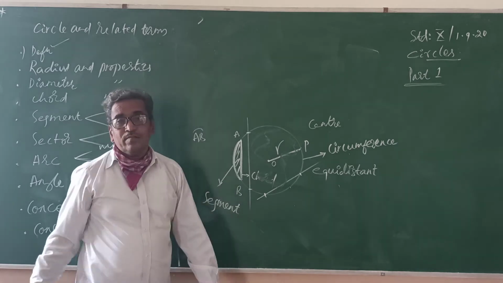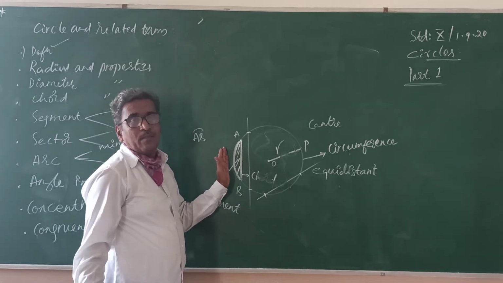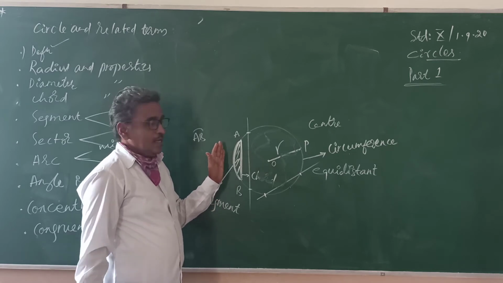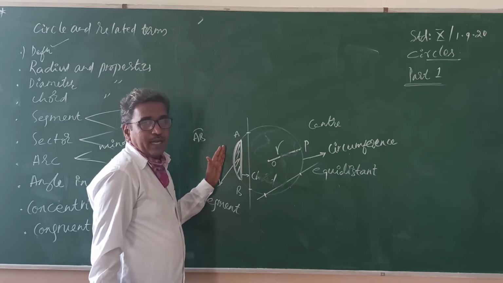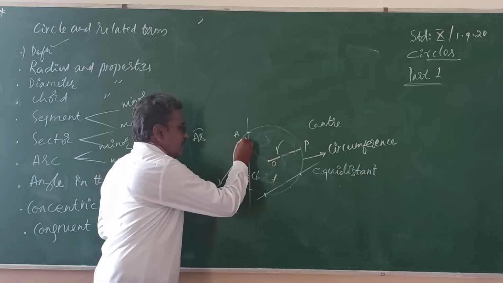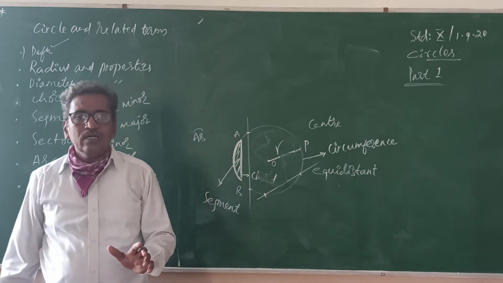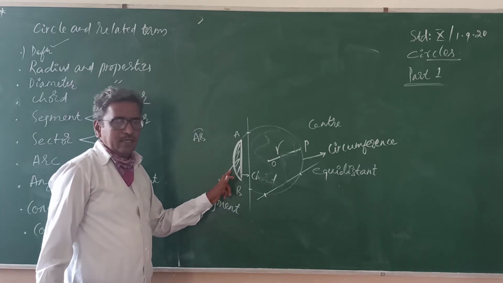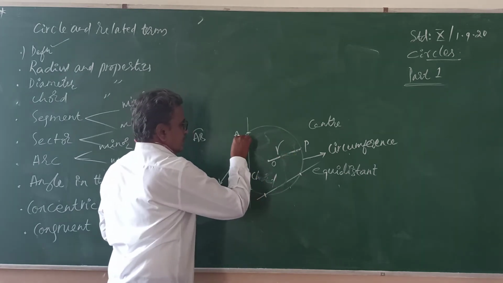A segment is a part of the circle bounded by an arc and a chord. Arc and chord determine a segment. This is the arc and this is the chord.